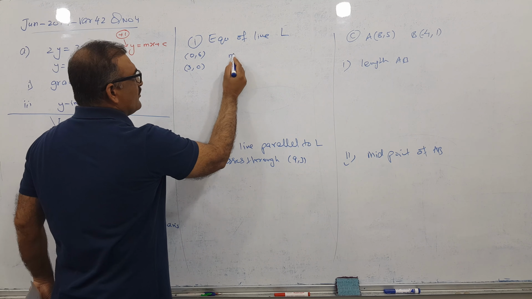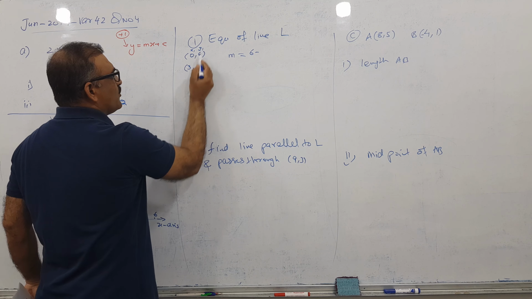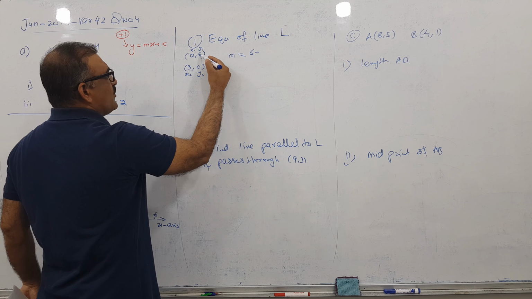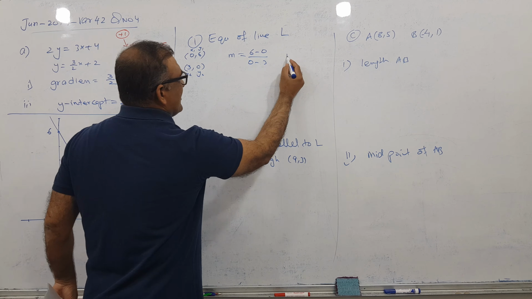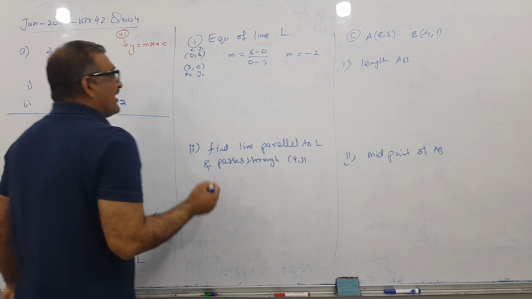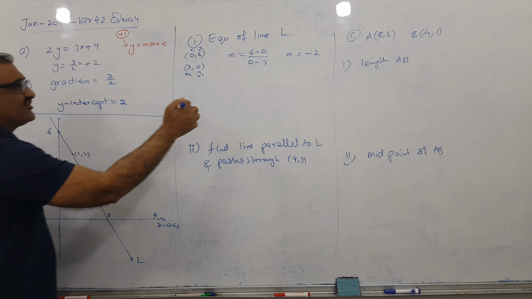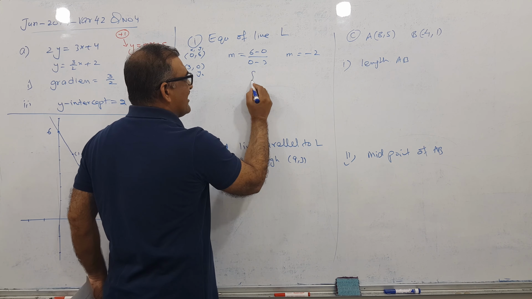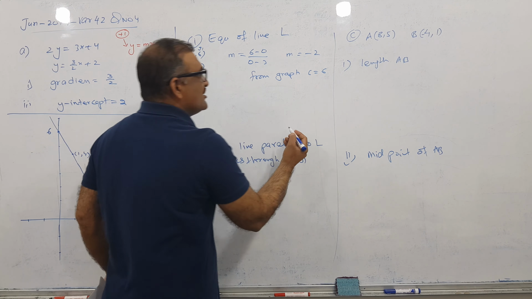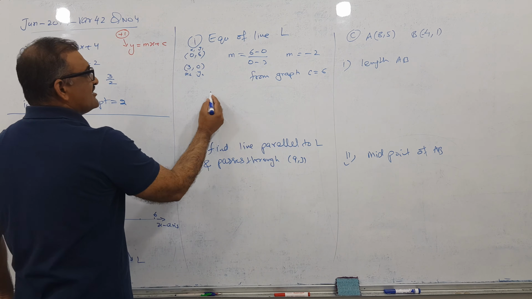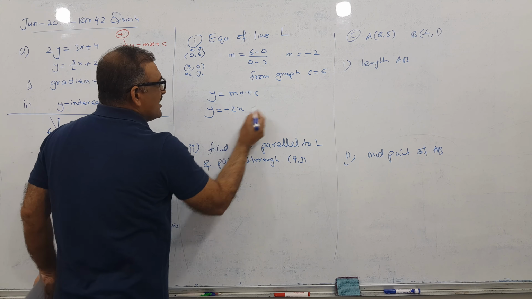Okay. So what is the gradient formula? You can write x1, y1, x2, y2. So y2 minus y1 over x2 minus x1. So this is the way to find it, and m comes out as minus 2. Now because the line is very clear, it is cutting at 6, there is no need to work out, just write from the graph. From the graph, we can say that c equal to 6. The answer is y equal to mx plus c, where m is minus 2 and c is 6.